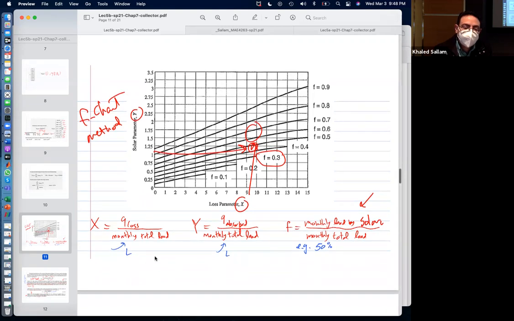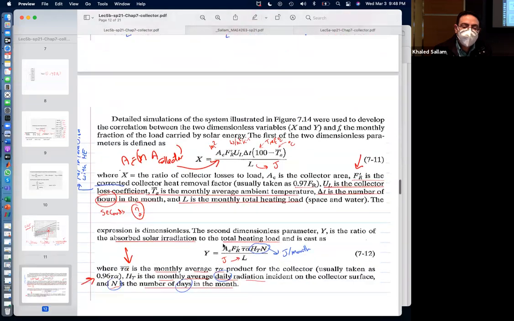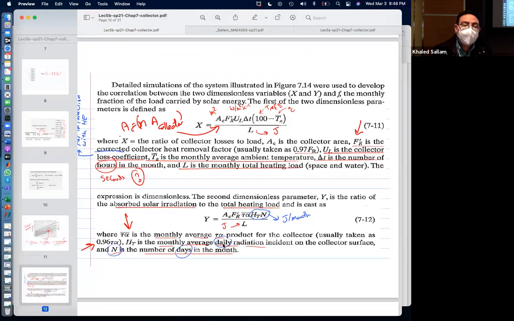So why is it hard to calculate X and Y? Units. The only difficulty is units. People always screw up this X and Y because the units are so confusing. Okay? So let's go through it and make it not confusing.